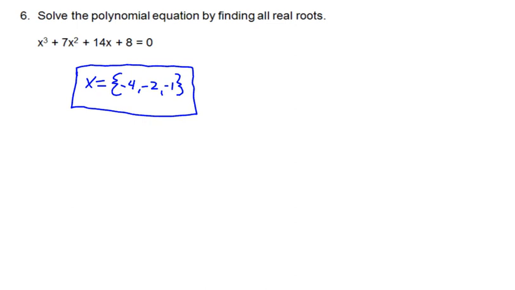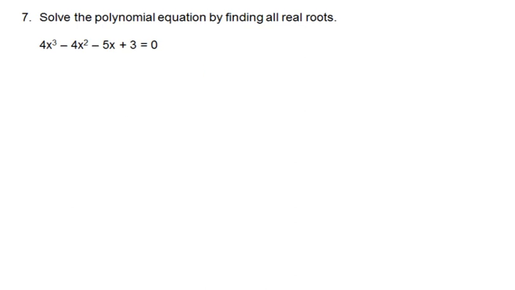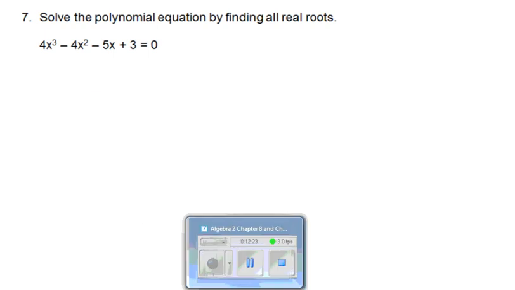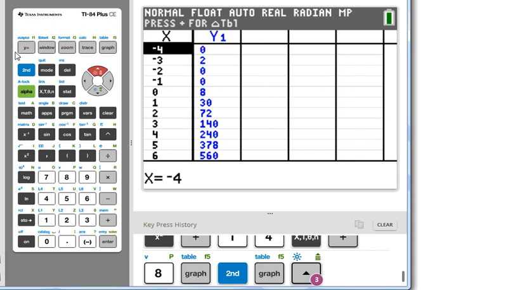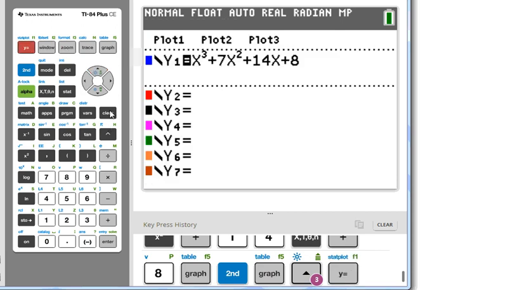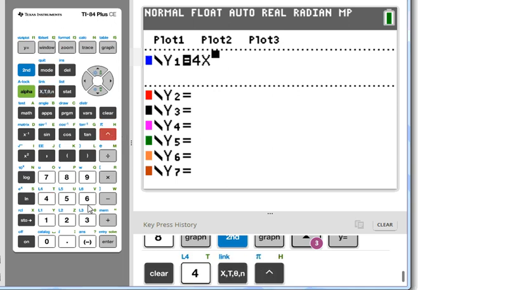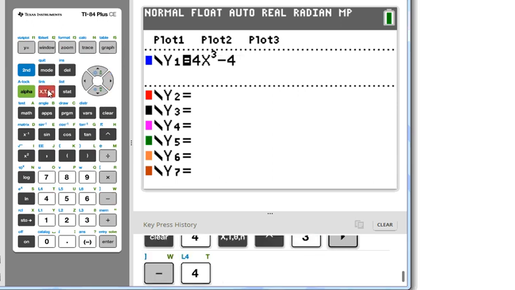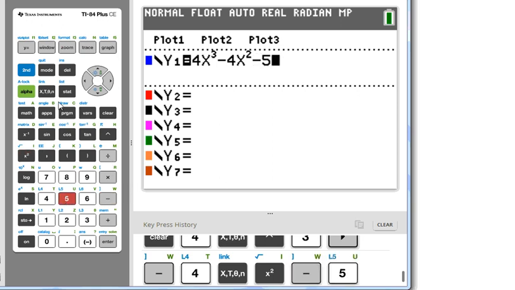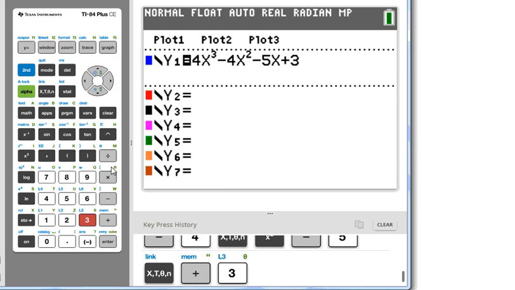Next, 7. Solve the polynomial equation by finding all real roots. Same type of thing as before. Go to the calculator. I'm going to clear and enter 4x cubed minus 4x squared minus 5x plus 3. Graph.